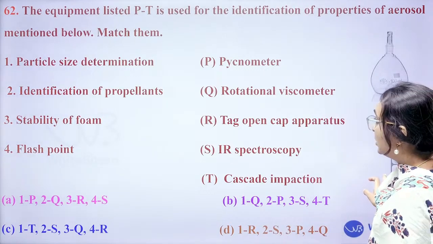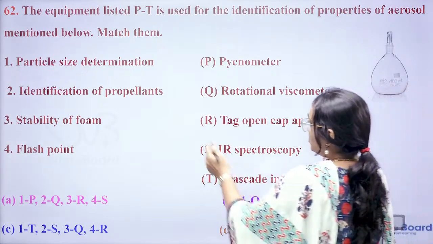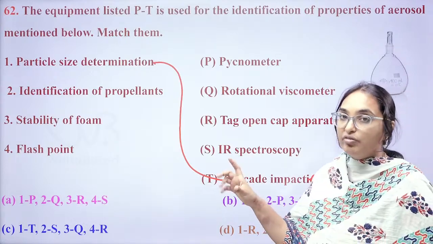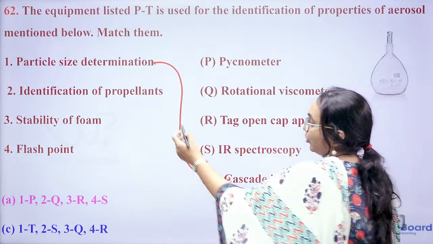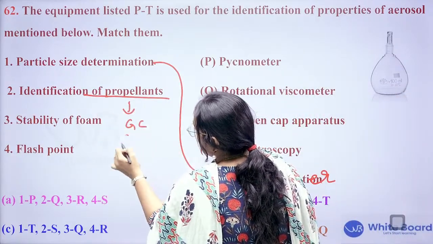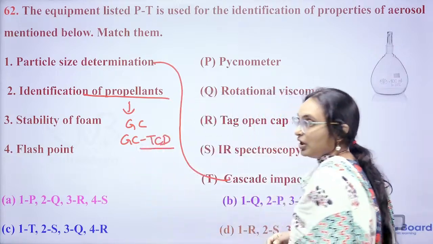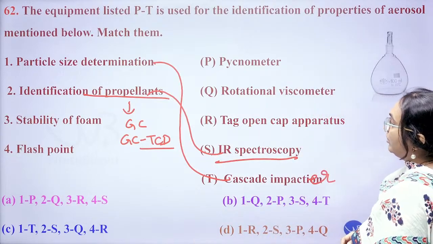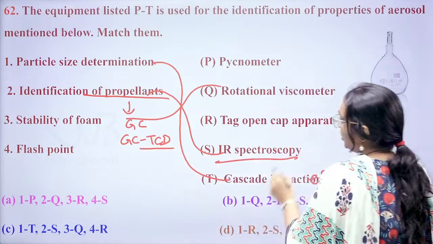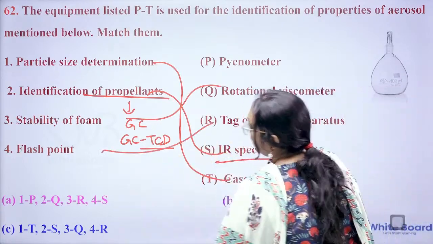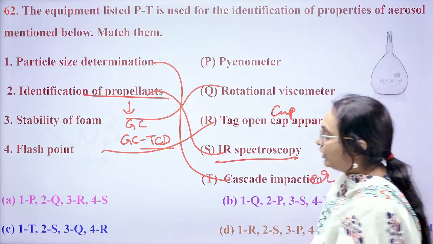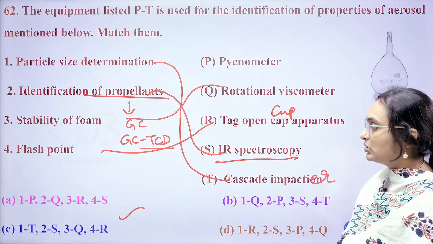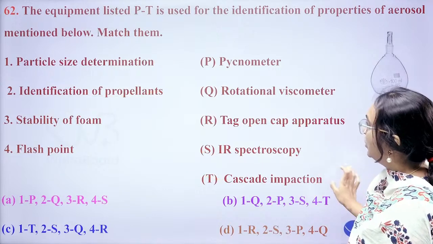Particle size determination is through cascade impactor. Cascade impactor is used for the determination of particle size. Next, identification of propellants. Propellants can be identified by GC, GC-TCD, thermal conductivity detector, and also some spectroscopic techniques. So, it is S. Foam stability can be tested by using the rotational viscometer. Flashpoint is Stagg open cup apparatus. So, option 1 is T, 1T, 2S, 3Q, 4R. Just remember which instrument is used for which thing.